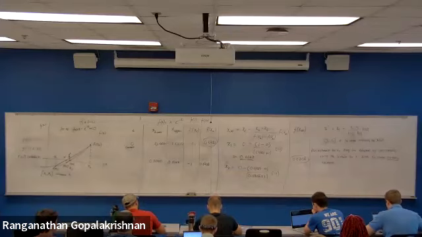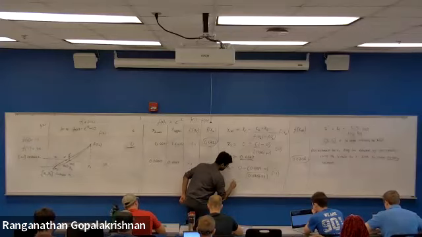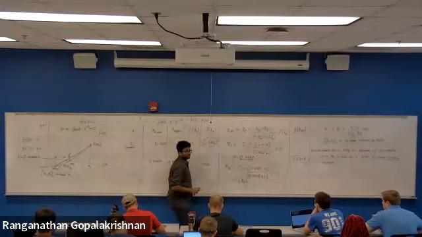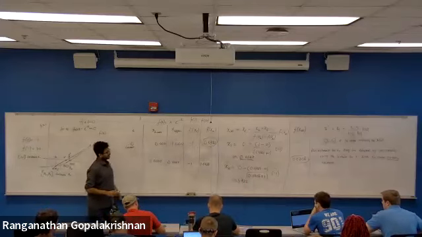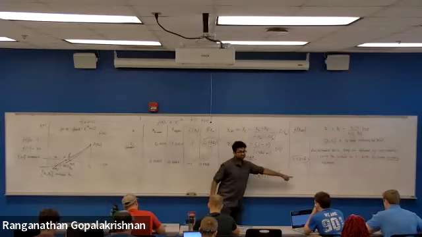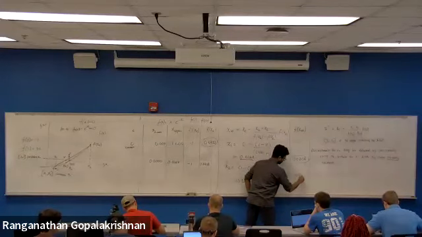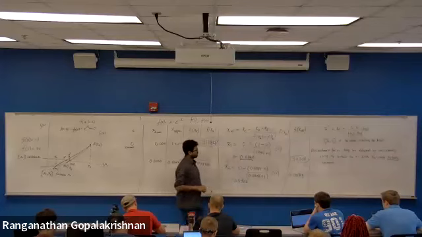0.5721, that's correct. I'll say 0.5722 rounded to 4 decimal points. And the value of the function? 0.0079. Thank you.